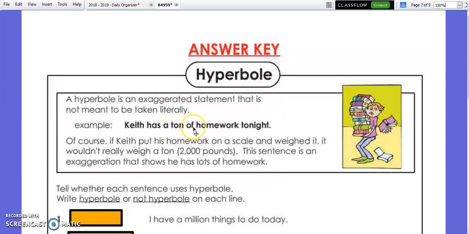Example: Keith has a ton of homework tonight. As we mentioned, are we talking about 2,000 pounds of homework? No, he just has a lot of homework. But a ton makes it sound a little bit more interesting than just saying a lot. Of course, Keith is not putting all of his homework on a scale and weighing it, because if he did, that would be the 2,000 pounds number that we mentioned earlier. The sentence is just an exaggeration to show that he has lots of homework.